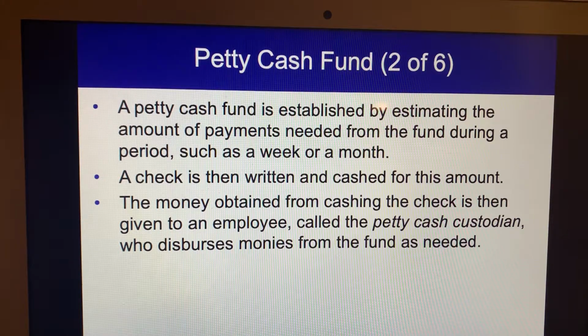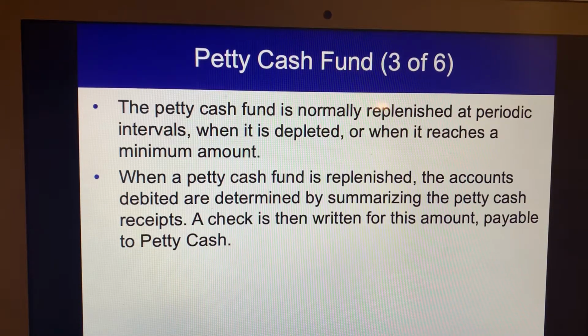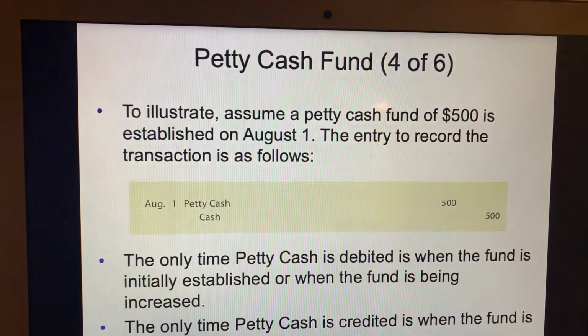A check is then written in cash for this amount. The money obtained from cashing the check is then given to an employee, called the petty cash custodian, who disperses monies from the fund as needed. The petty cash fund is normally replenished at periodic intervals when it is depleted or when it reaches a minimum amount. When a petty cash fund is replenished, the accounts debited are determined by summarizing the petty cash receipts. A check is then written for this amount payable to petty cash.